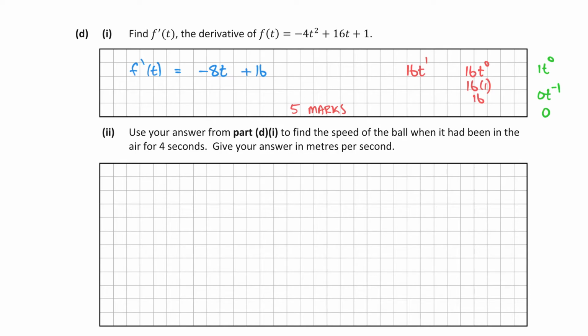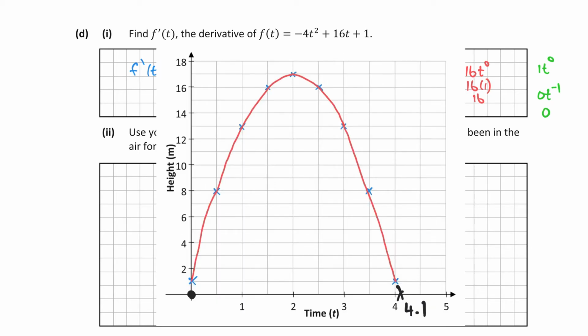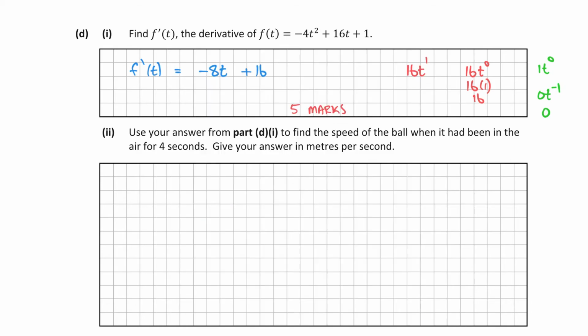So, part 2. Use your answer from part 1 to find the speed of the ball when it had been in the air for 4 seconds. Give your answer in meters per second. Let's just go back and look at what we're actually looking at there, because it's important that we understand what we're doing. We had a graph and we saw how the height changed with respect to time. When we differentiated that, what we found was how the height is changing with respect to time. So what we're actually finding is the speed.